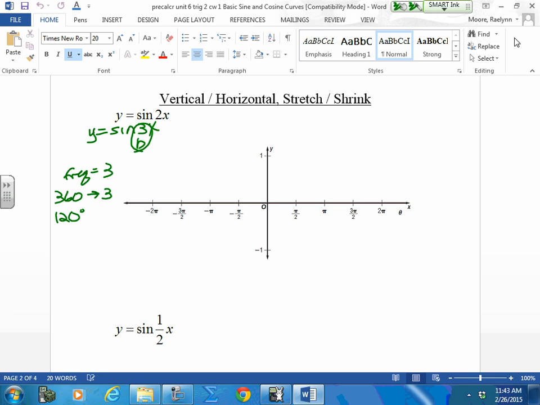How many quadrants does it take me to go around the circle? 4. So 120 divided by 4 gives me what? 30. Every 30 degrees, I need a quadrant. Stay with me. 30, 90. How many 30s come in 90? 3. So between each one of these, give me 2 equal tick marks.